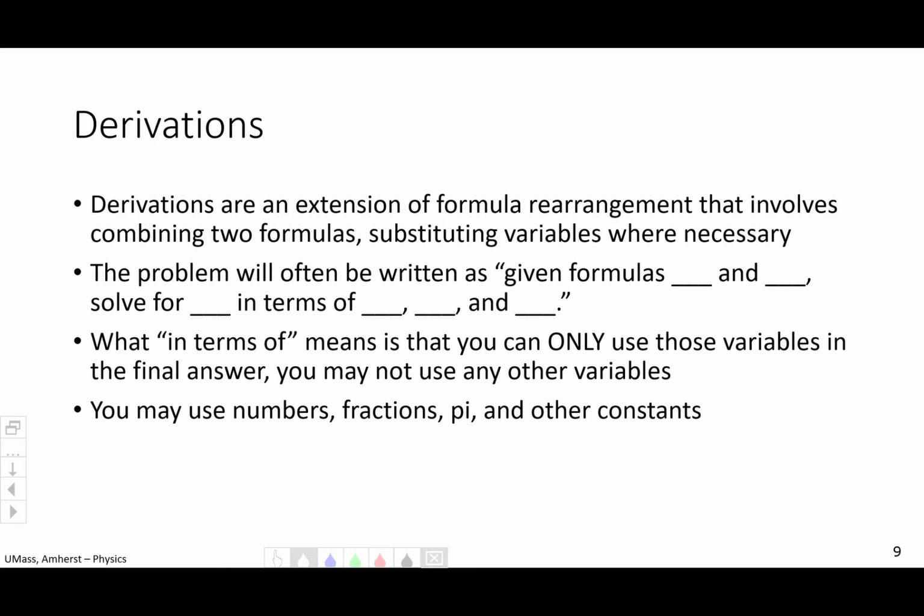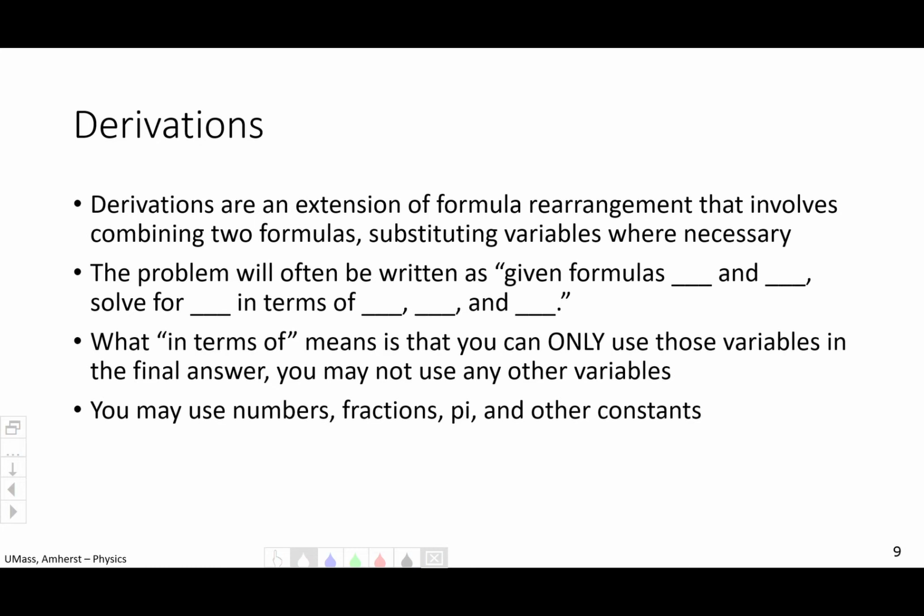The problem will often be written as, given formulas 1 and 2, solve for some variable in terms of other variables. What "in terms of" means is that you can only use those variables in the final answer. You may not use any other variables. Some variables might show up in the formulas that you're not allowed to use in your final answer. You can, of course, use numbers, fractions, pi, and other constants. Any constant is fair game.